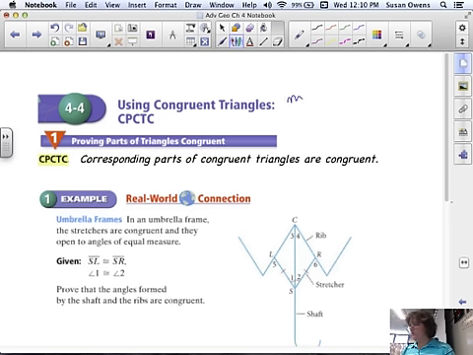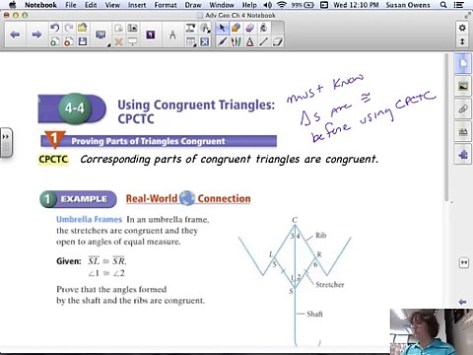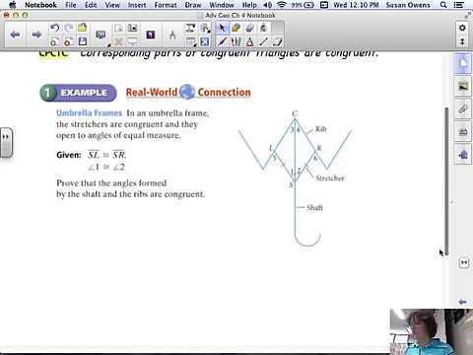So you must know triangles are congruent before using CP-CTC. So when you do one of these proofs, if you're using CP-CTC as one of your reasons, you need to make sure and you go back and double check that you proved triangles are congruent, or you were given triangles were congruent before you used it.